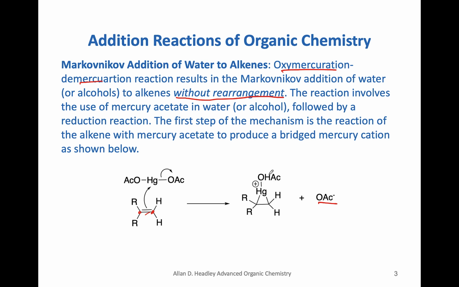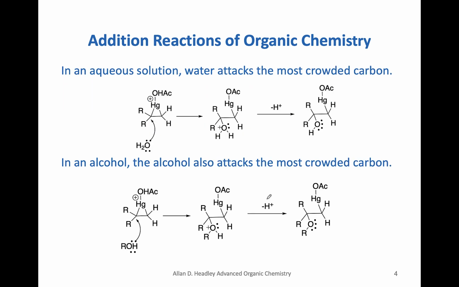This looks like it's an error. This H should not be there. So it's a bridged intermediate in which mercury sits between these 2 carbons because it is so large. So that's the intermediate. Let's see what happens next.